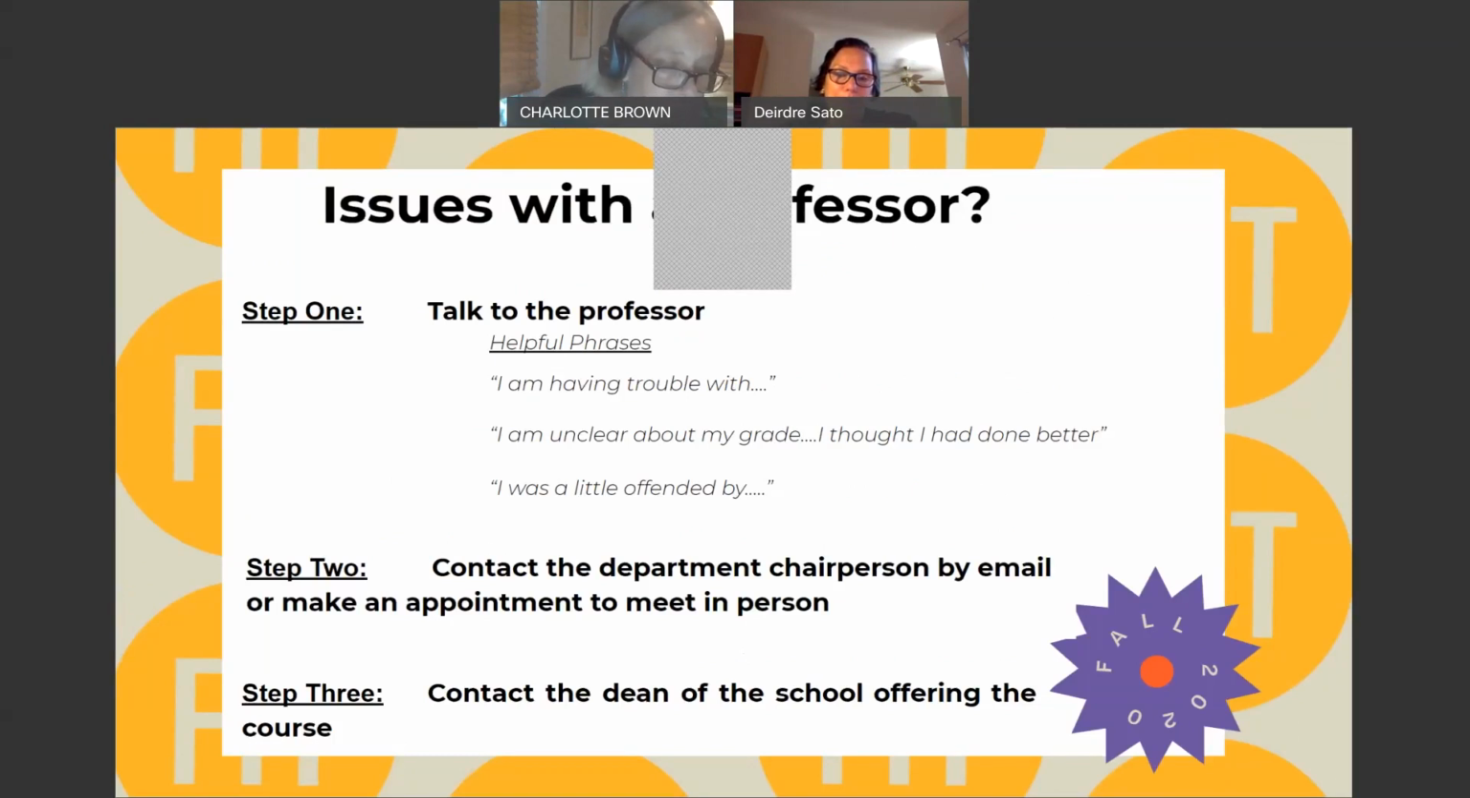A good strategy is to use language that is not aggressive or personalized. So helpful phrases might be something like, I'm having trouble with whatever. I'm unclear about my grade on this assignment. I thought I had done better. Could you explain why I earned the grade that I did? I was a little offended by a remark made in class when someone said whatever.